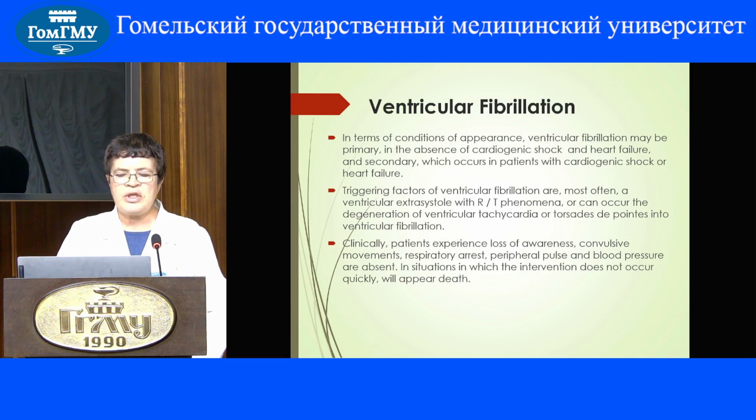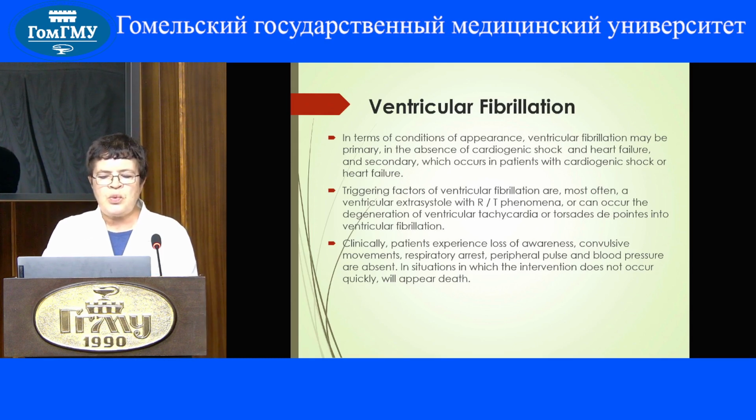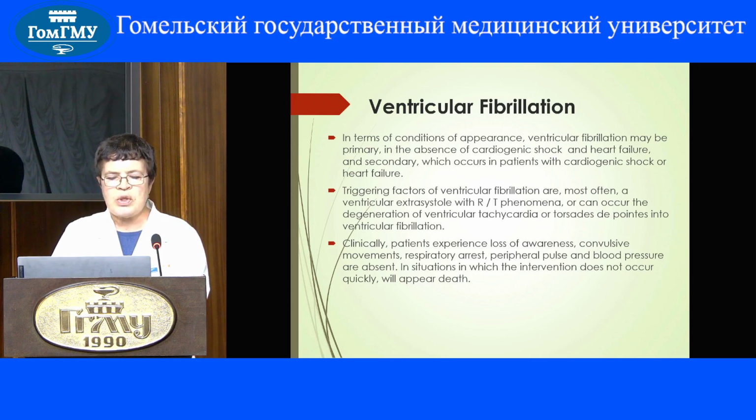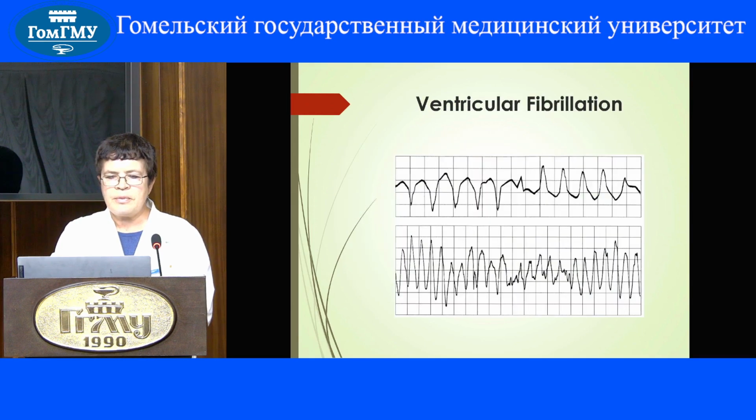Triggering factors of ventricular fibrillation are most often a ventricular extrasystole with R on T phenomenon, or there can occur degeneration of ventricular tachycardia or torsade de pointes into ventricular fibrillation. Clinically, patients experience loss of awareness, convulsive movements, respiratory arrest, and peripheral pulse and blood pressure are absent. In situations in which the intervention does not occur quickly, death will appear. Here you can see on the upper side of the picture ventricular paroxysmal polymorphic tachycardia, torsade de pointes type, and in the lower part of the picture you can see ventricular fibrillation.